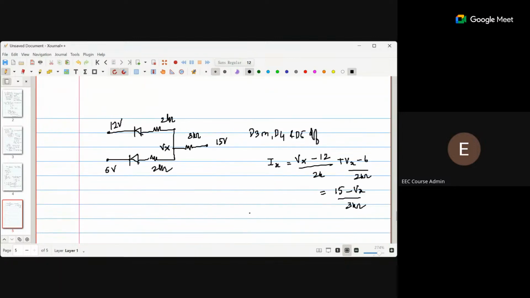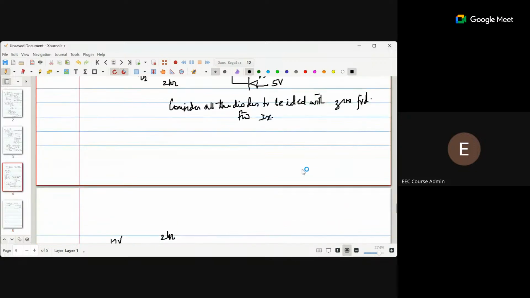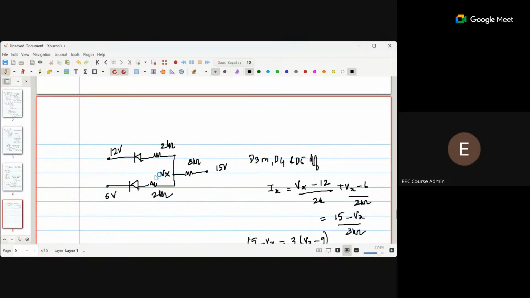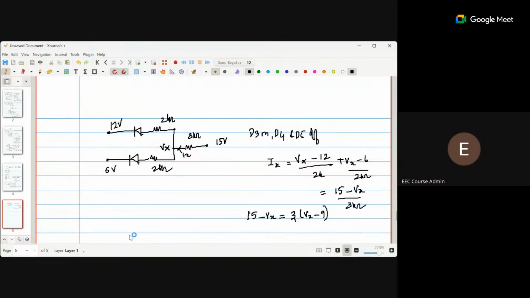So by simplifying this, you will get 15 minus Vx equal to 3 into Vx minus 9. So how did I write this one? Which was the direction here? This side, correct? Ix. Yes. So Ix is like this. So that is Vx, this potential, minus this, Vx minus 12 by 2 plus Vx minus 6 by 2, and that is equal to 15 minus Vx by this 3 kilo ohm, from which I can write the relation as 15 minus Vx is 3 into Vx minus 9. So you can solve for Vx. You will get the value to be 10.5 volts.